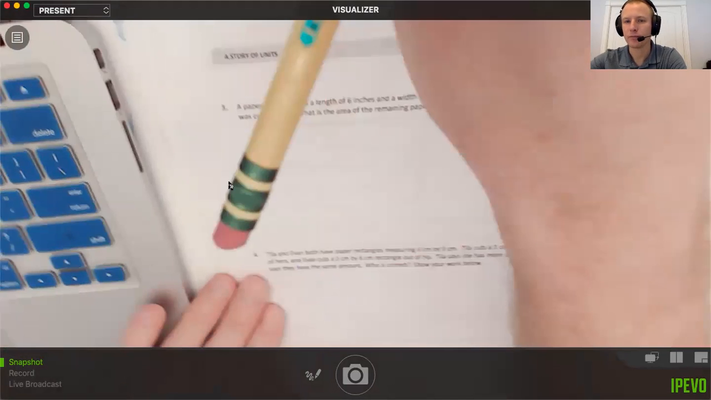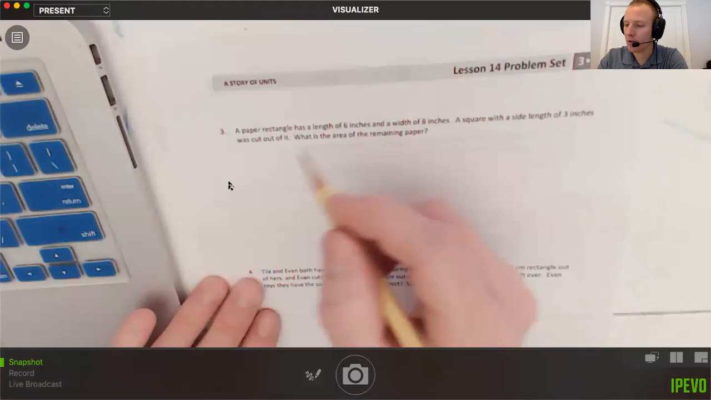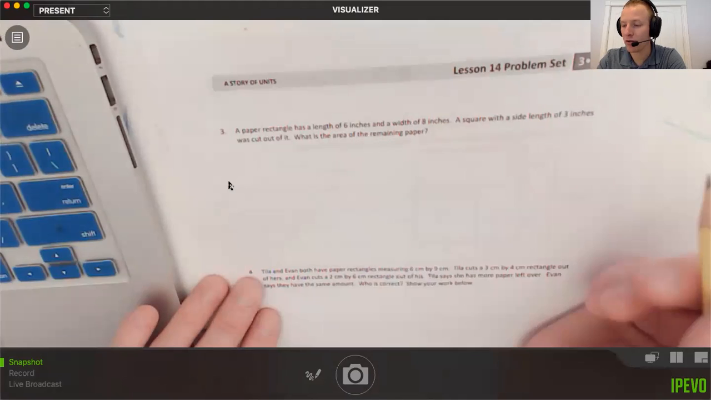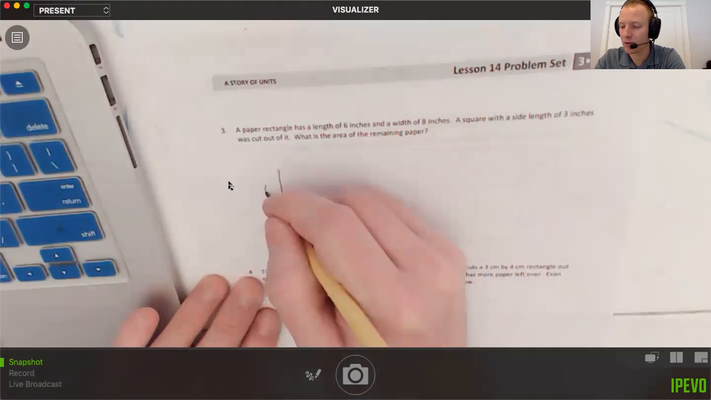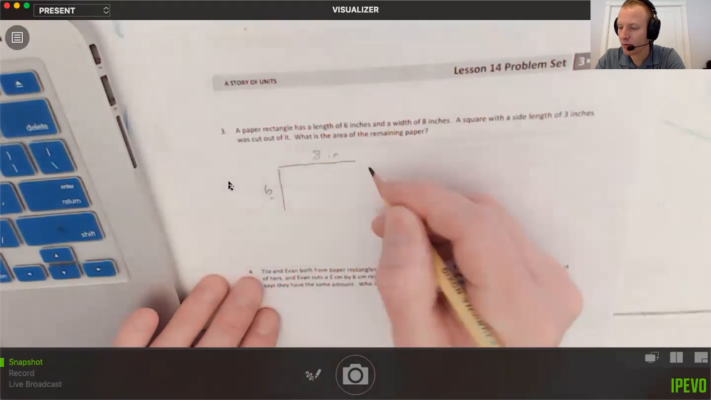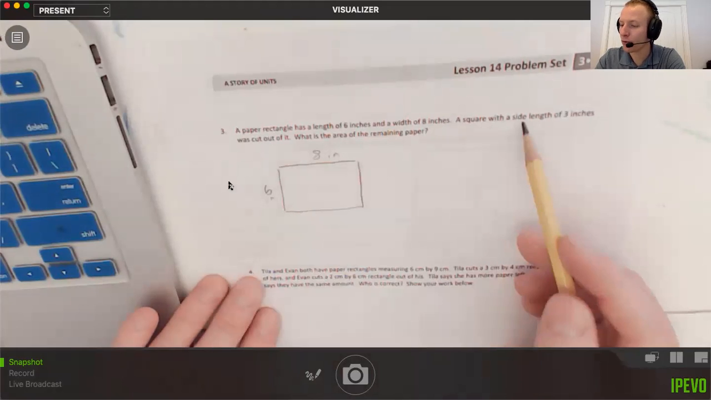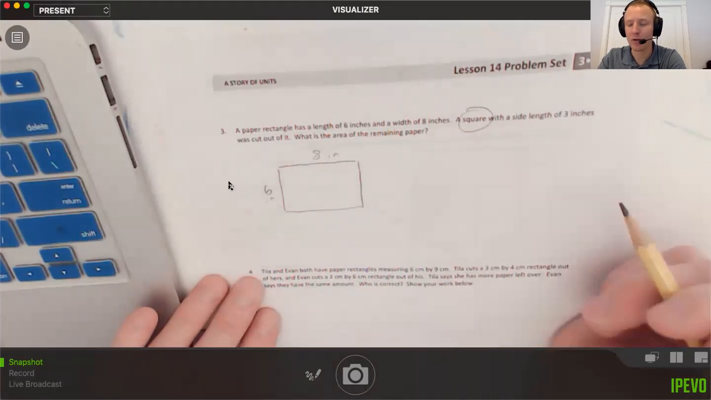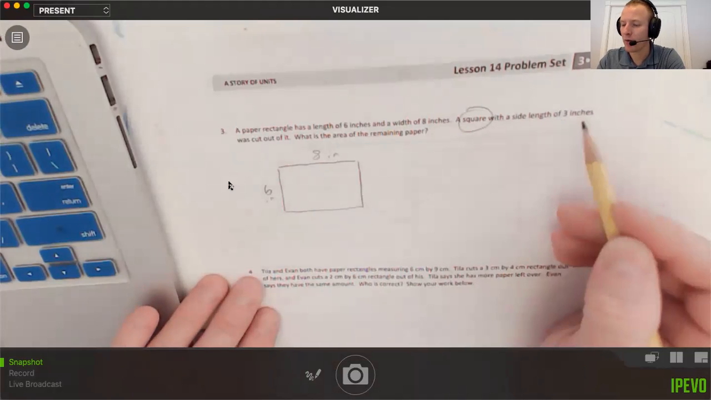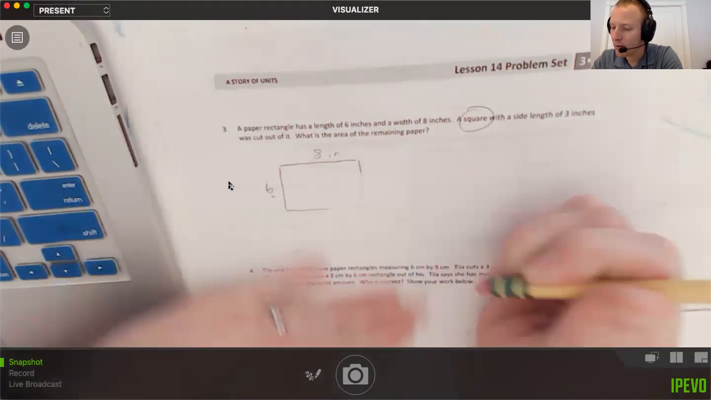All right. So a paper rectangle has a length of 6 inches and a width of 8 inches. So I'm going to just sketch that loosely. 6 inches and 8 inches. Okay. A square, that tells me that the side lengths are going to be the same on whatever we're talking about here. With a side length of 3 inches was cut out of it. Ooh, okay. So let's draw that.